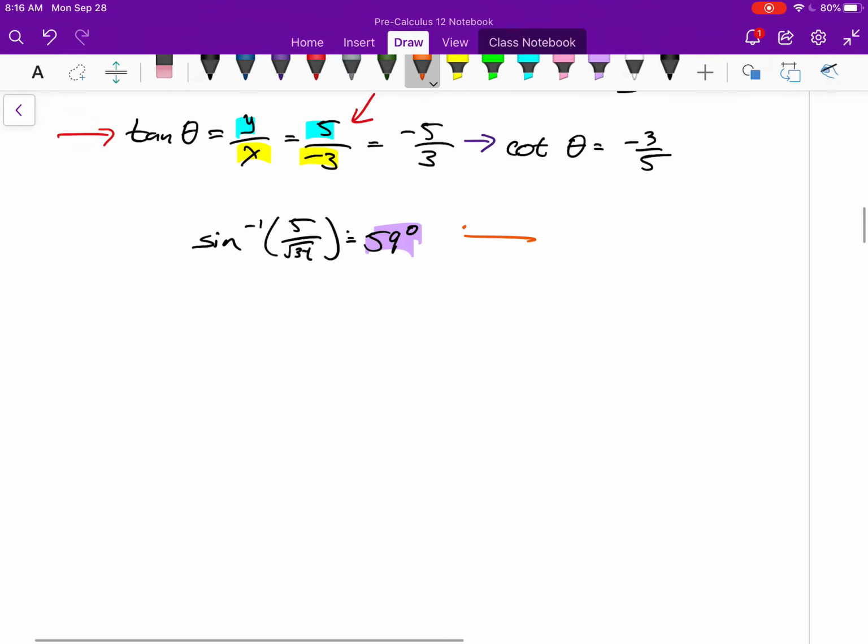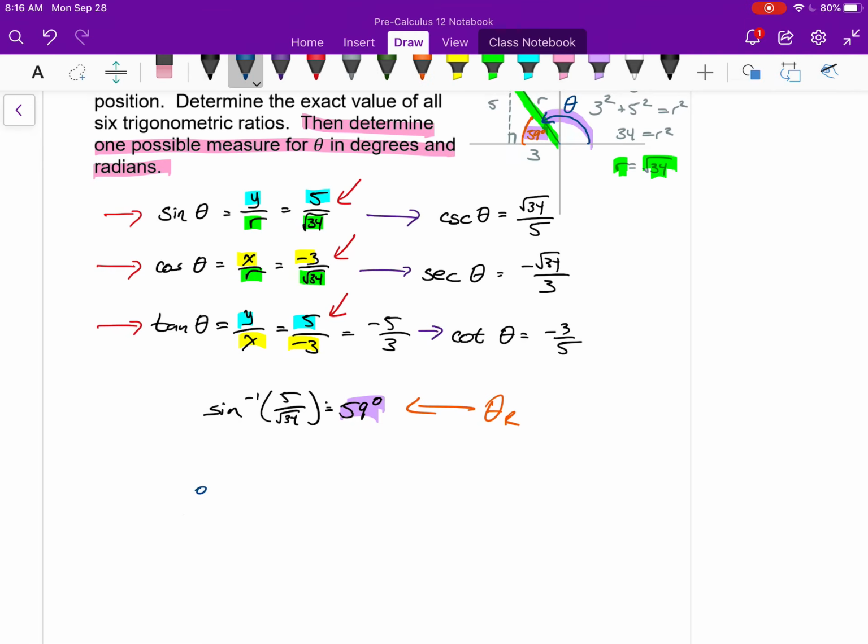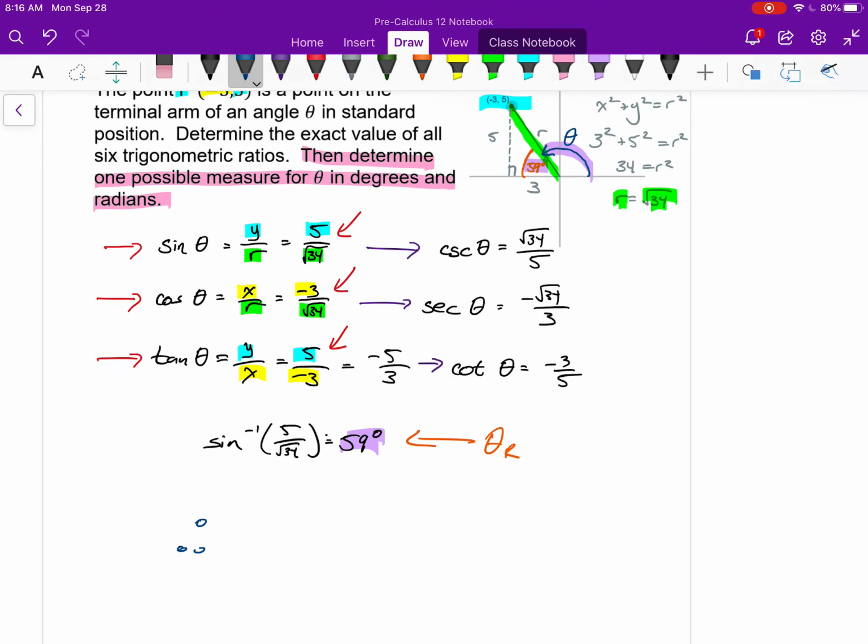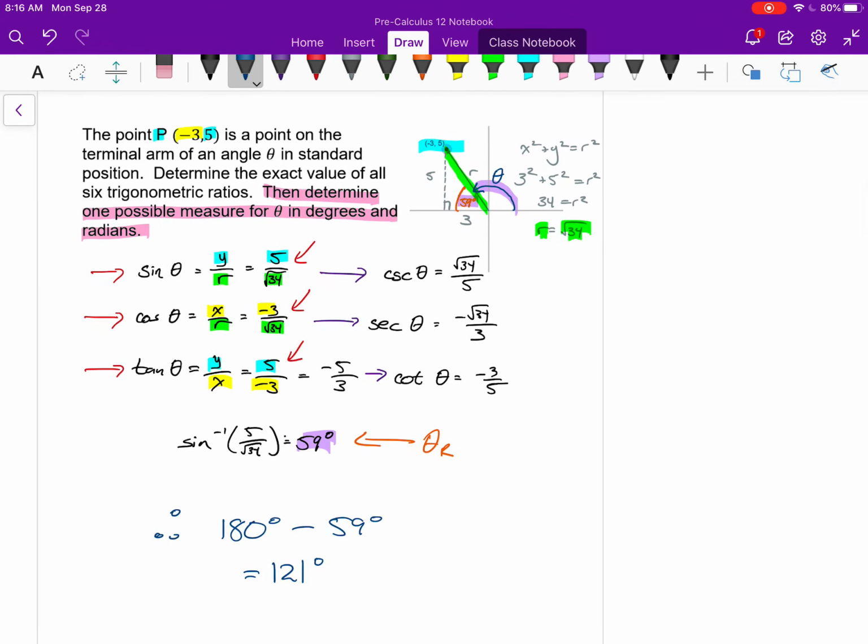Once I know it's my reference angle, now I can say, therefore, theta, I can just visualize from my graph, theta must be 180 degrees take away my reference angle. So it must be about 121 degrees. As for radians, I'm going to leave the radians for now. But notice I did a lot of things here. I did very few calculations. I used my calculator once for inverse sine. But again, I don't think anyone's going to say this is easy.